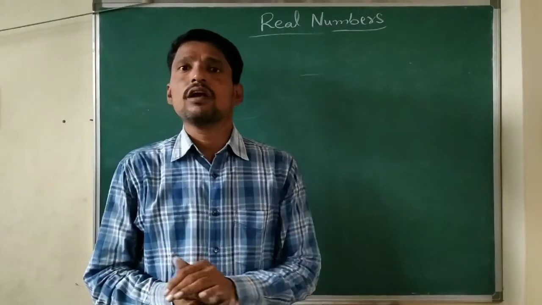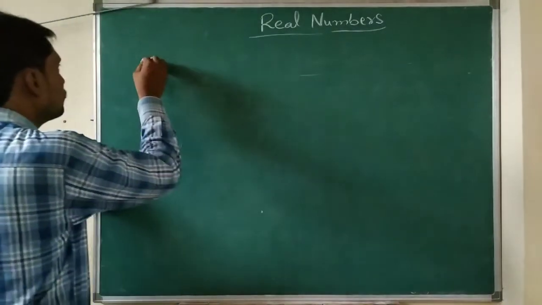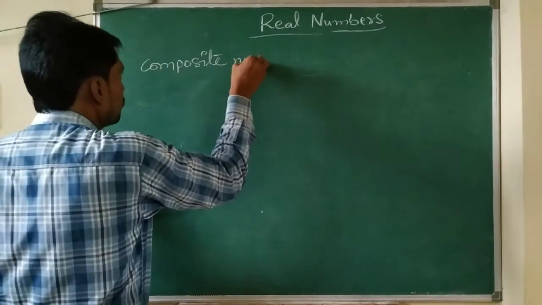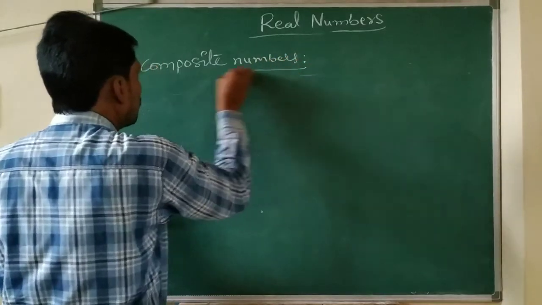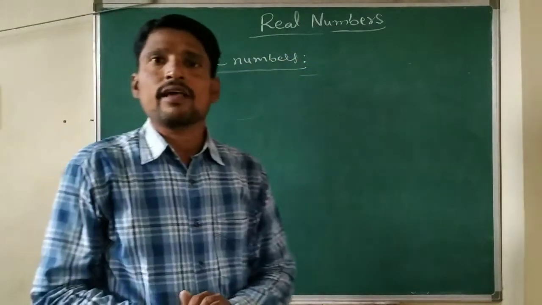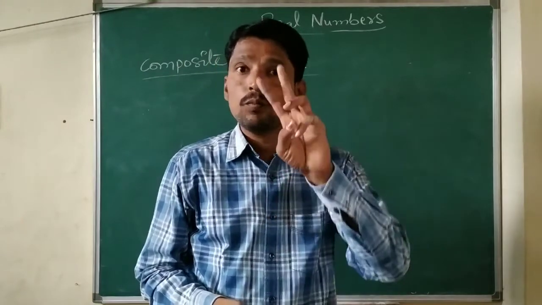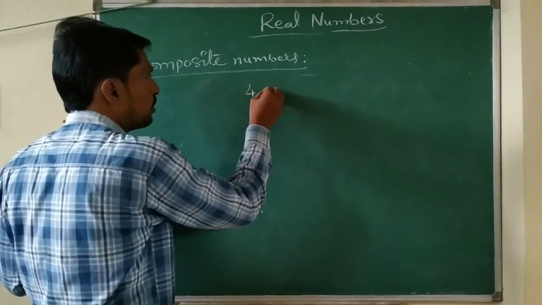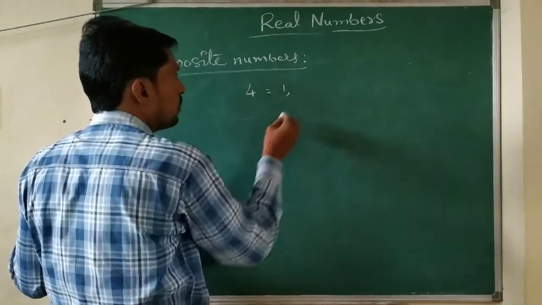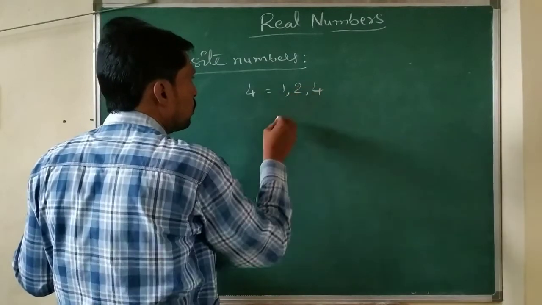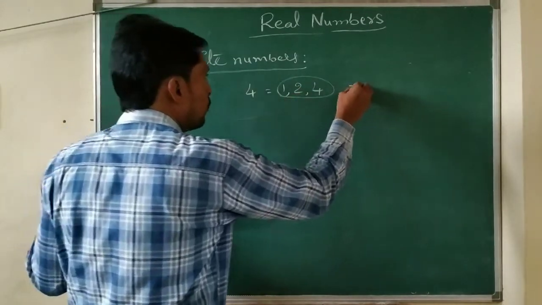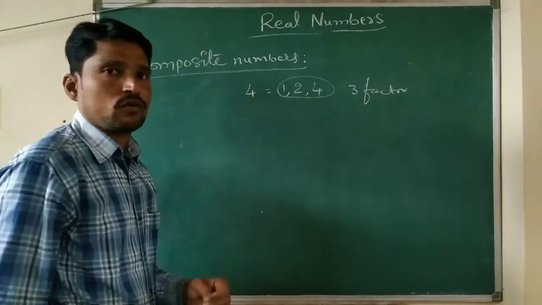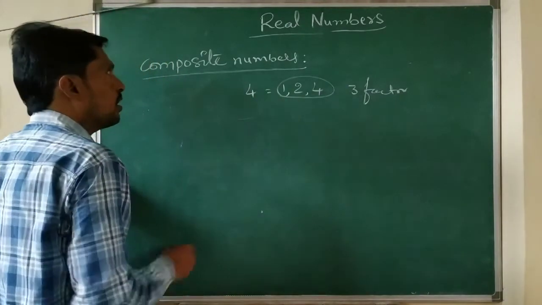Next one is composite numbers. What are composite numbers? A number having more than two factors is called a composite number. For example, 4. What are the factors of 4? 1, 2 and 4. So here we got 3 factors, which is more than 2 factors. More than 2 factors means it is a composite number.